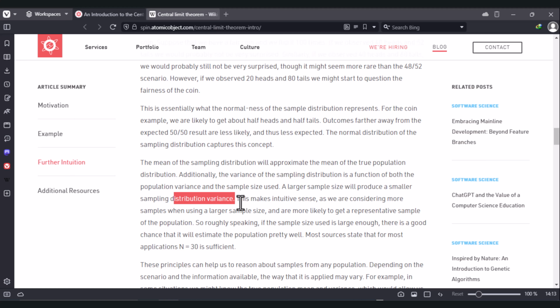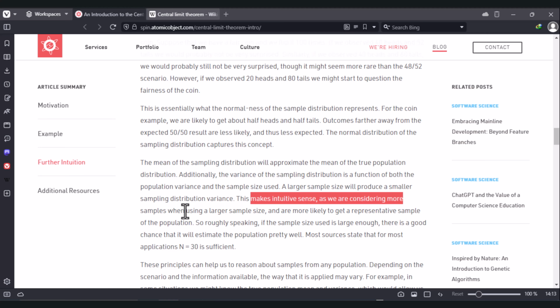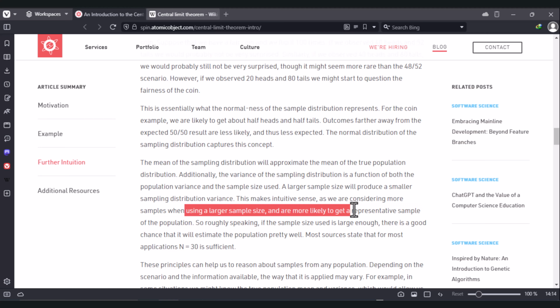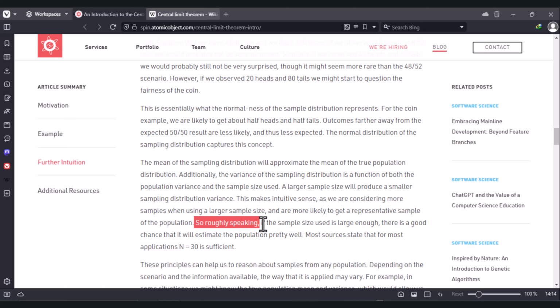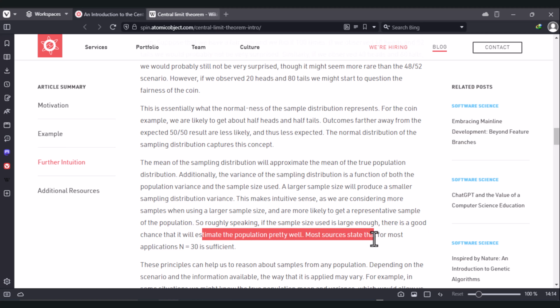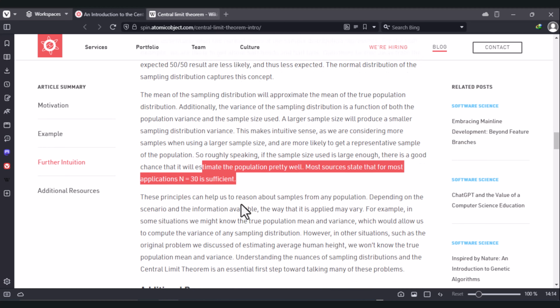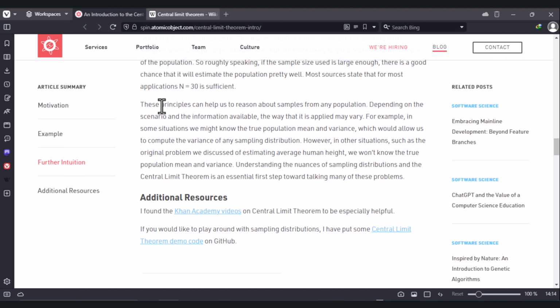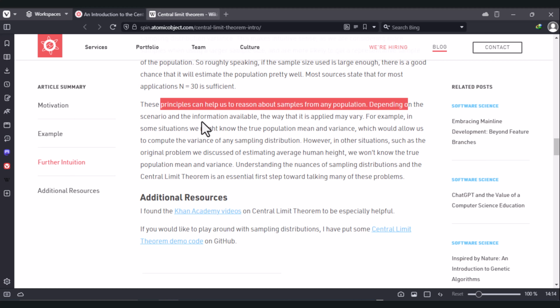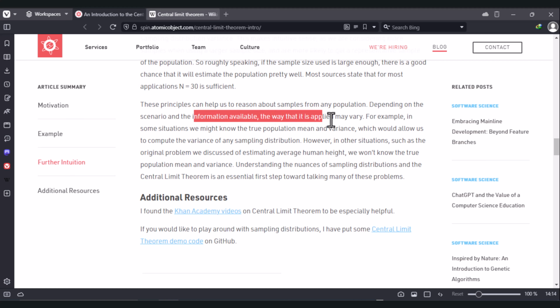It makes intuitive sense: when using a larger sample size, we consider more samples and are more likely to get a representative sample of the population. So roughly speaking, if the sample size is large enough, there is a good chance that it will estimate the population pretty well. Most sources say that n equal to 30 is sufficient. These principles help us reason about samples from any population, though how they are applied may vary depending on the scenario and the information available.